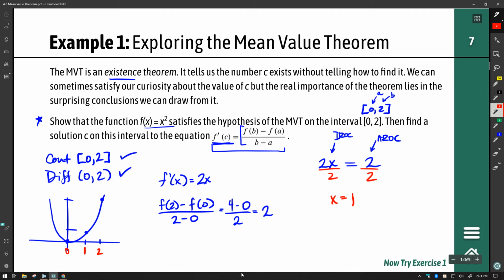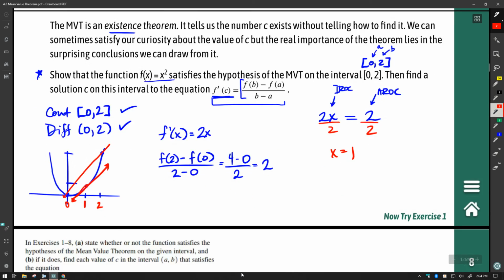Halfway between. So let's do a little graphical interpretation. If we were to look at the slope from 0, 0.24, would that be about equal to the slope of the tangent line at x equals 1? And I say, yeah, that's really easy to tell by graph that those two lines are parallel. Therefore, the AROC is equal to the IROC.